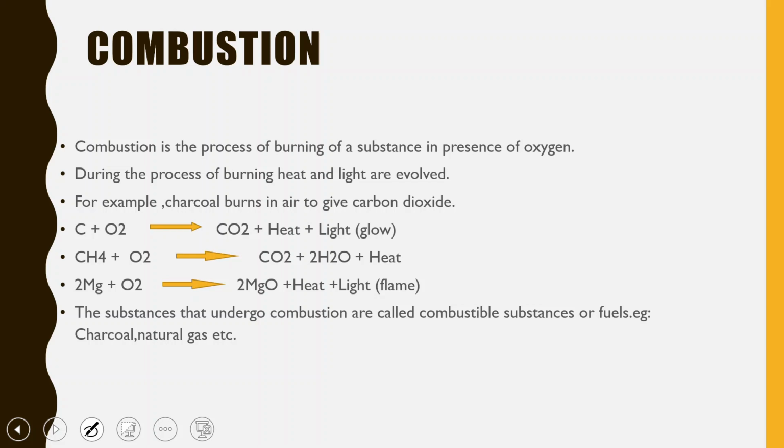Here I have written some of the examples. In the first example, you can see that carbon dioxide is produced along with heat and light when carbon, maybe in the form of coal or charcoal, reacts with oxygen. In the second example, you can see CH4, it is known as methane. When it reacts with oxygen, it produces carbon dioxide gas, water, and heat.